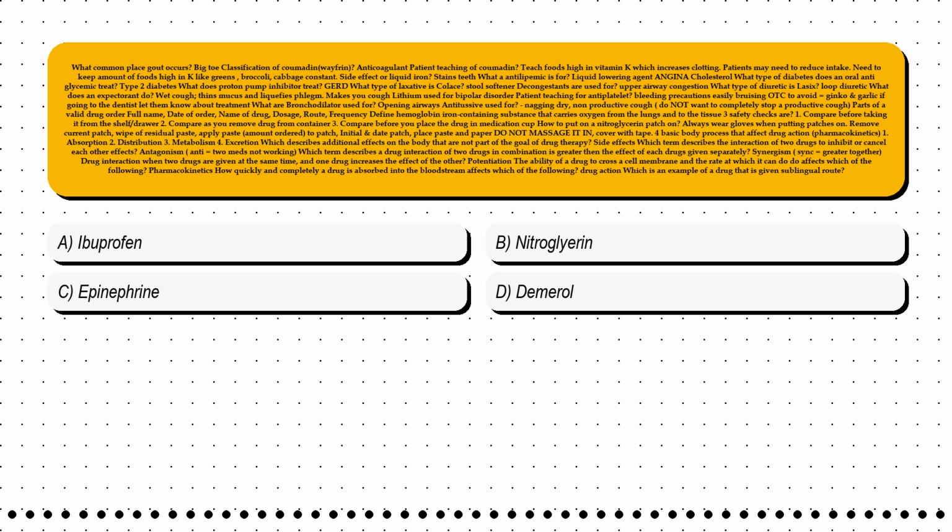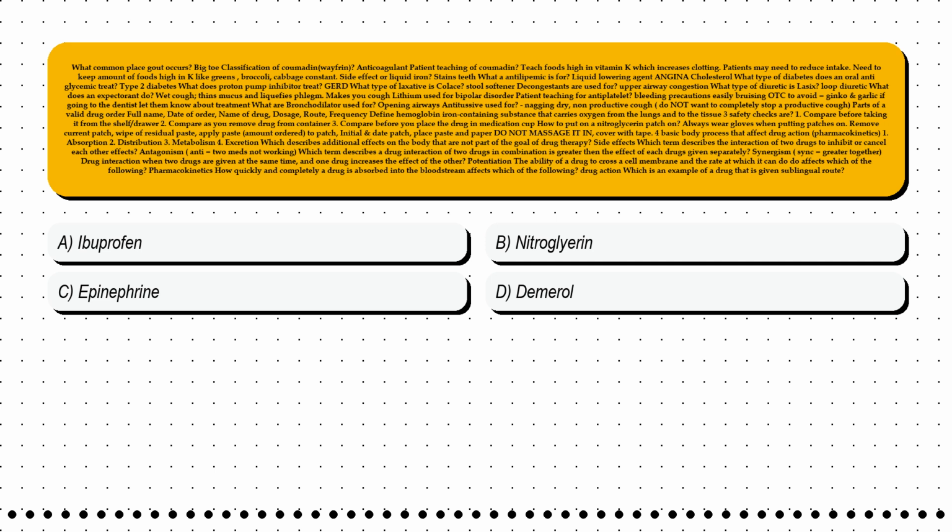Side effect of liquid iron: stains teeth. What is an antilipemic for? Lipid-lowering agent. Angina. Cholesterol. What type of diabetes does an oral antiglycemic treat? Type 2 diabetes. What does a proton pump inhibitor treat? GERD. What type of laxative is Colace? Stool softener.